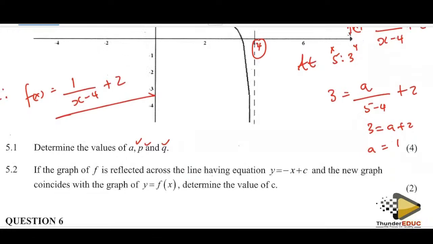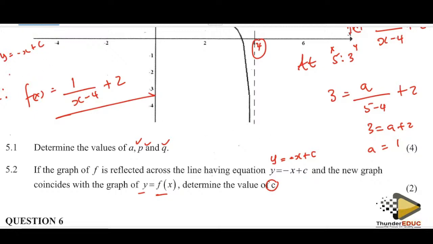All right, then 5.2. If the graph is reflected across the line y is equal to negative x plus c, and then we have a new graph that coincides with the graph of y is equal to f of x, they want us to get the value of c. Okay. Negative x plus c. What is the value of c?